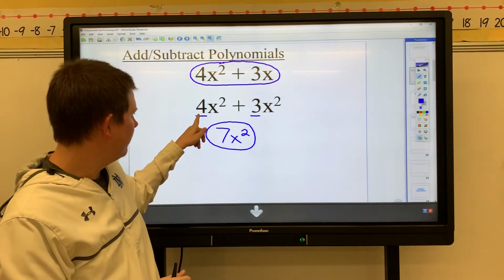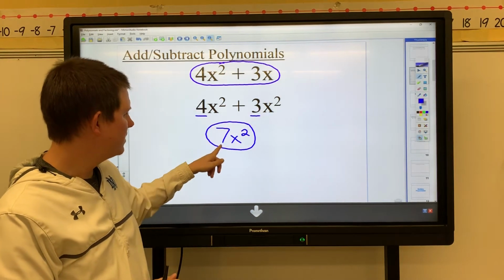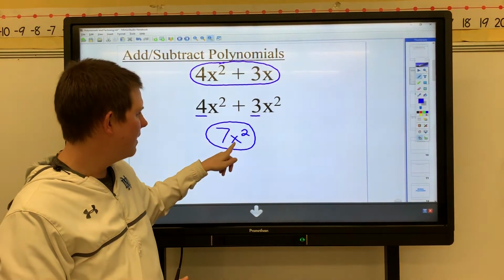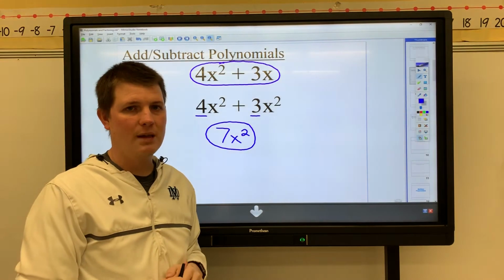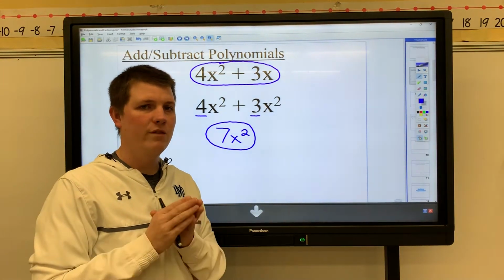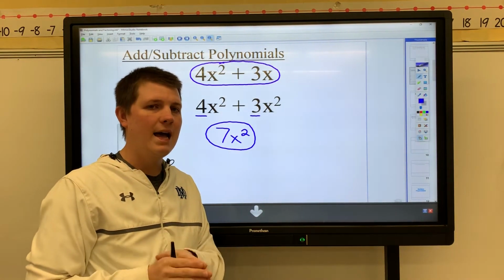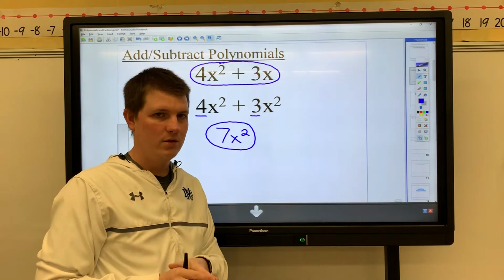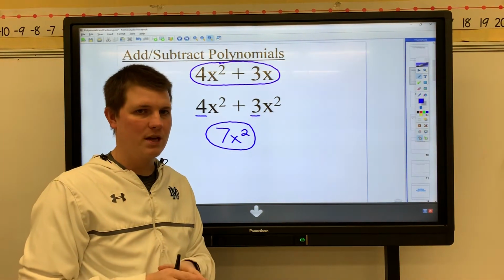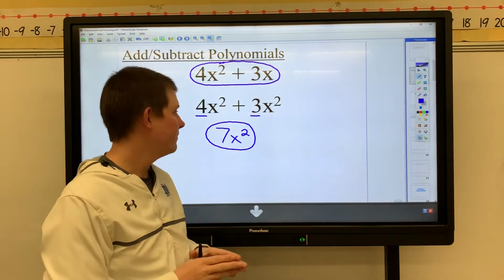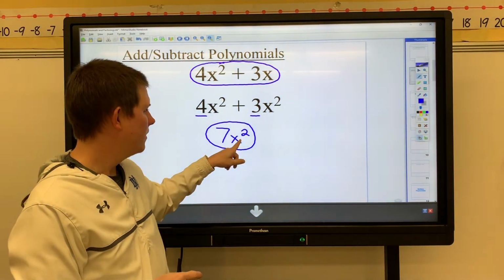So we add the coefficients. 3 and 4 is 7. We keep the x the same, but we also keep the exponent the same. Do not make it x to the fourth. We do not add the exponents together. We keep the exponent the same. So 2 and 2, keep it 2.